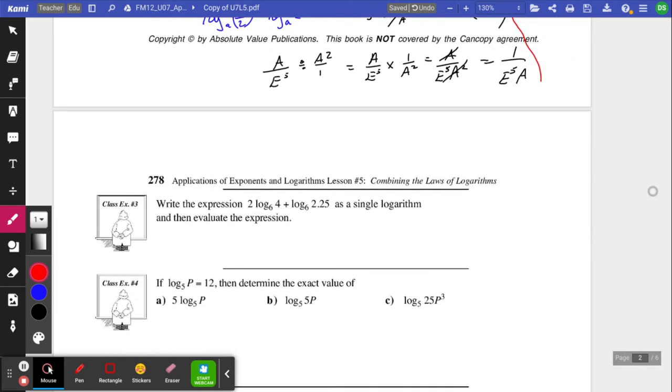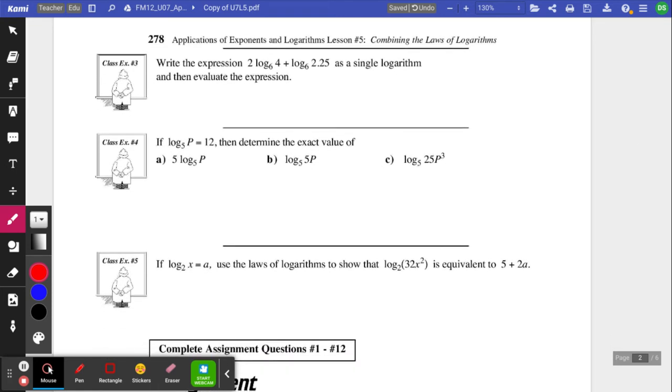Okay. Now, what's this? Write the expression 2 log base 6 of 4 plus log base 6 of 2.25 as a single logarithm. Okay, so what would I do here? I think I would put the 2 up on the 4. So let's do this. Let's make that 4 squared. Copy down the rest. All right, then this becomes log base 6 of 16.